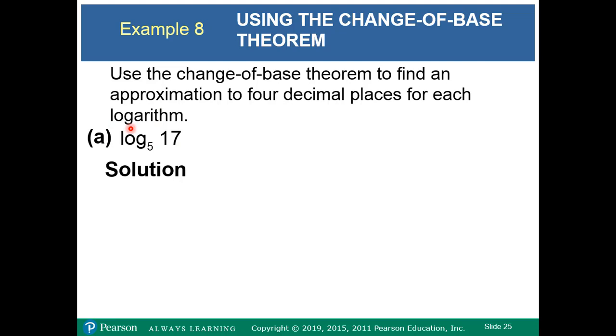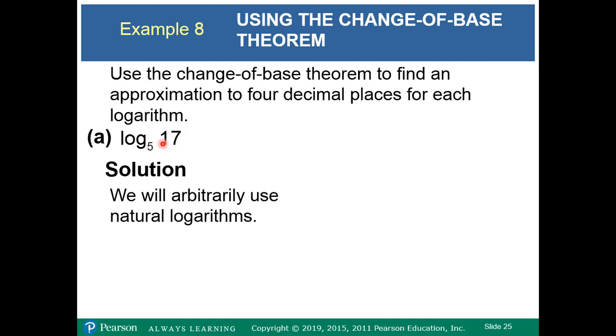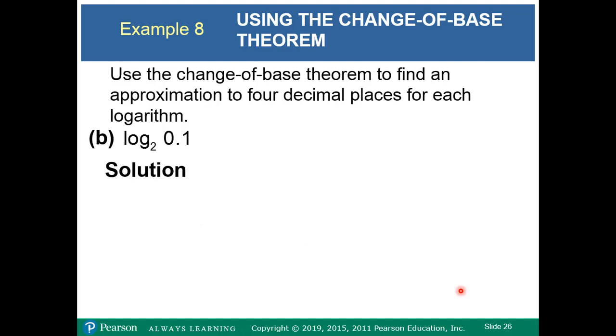So let's say we have log base 5 of 17, and we want to approximate it to 4 decimal places. What we can do is use the change of base formula, and let's use natural logs. It doesn't matter what logs we choose. We could use common logs, and you'll get the exact same answer. So the natural log of 17 divided by the natural log of 5, and then we can plug this into our calculator easily, and we get approximately 1.7604.